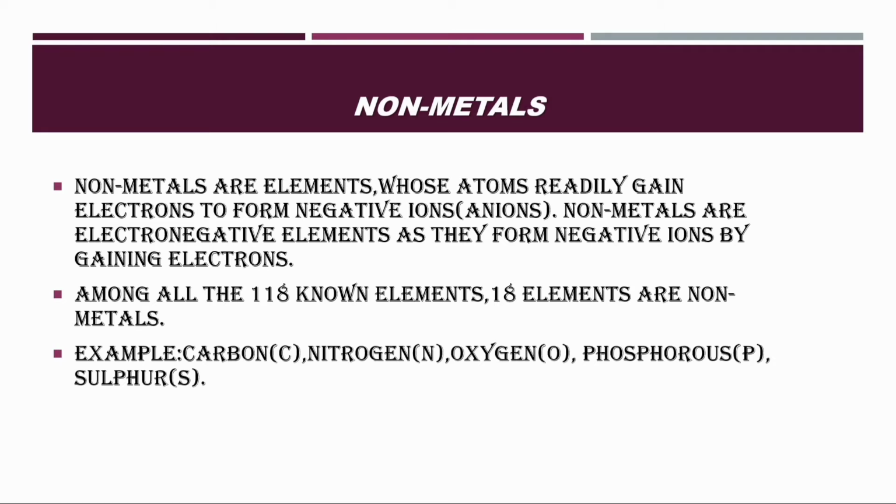Our next topic is nonmetals. So nonmetals are elements whose atoms readily gain electrons to form negative ions, that is anions. Nonmetals are electronegative elements as they form negative ions by gaining electrons. Example: carbon and its symbol is C, nitrogen N, oxygen O, phosphorus P, and sulfur S. So oxygen is the most abundant nonmetal in Earth's crust that makes about 46.6% by mass of Earth's crust, followed by silicon, which is the second most abundant nonmetal that forms about 27.7% by mass of Earth's crust.